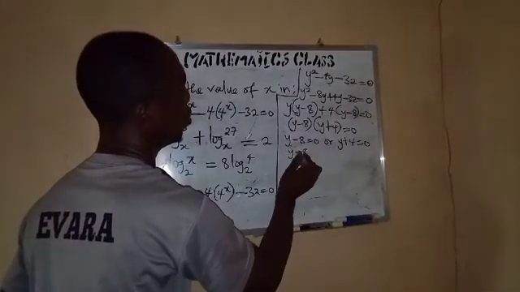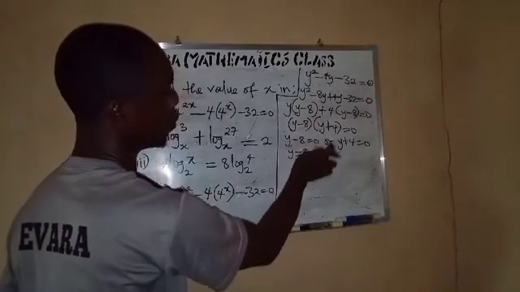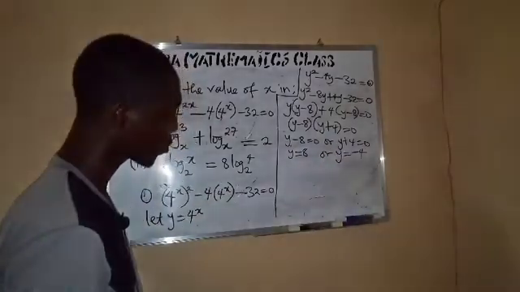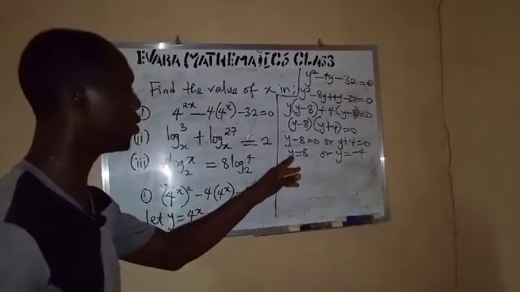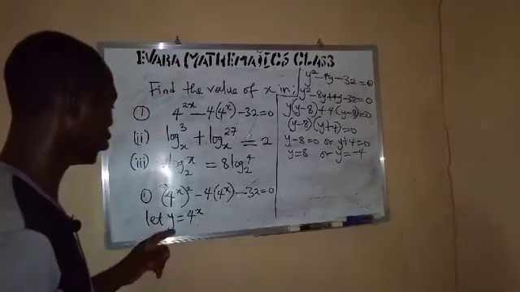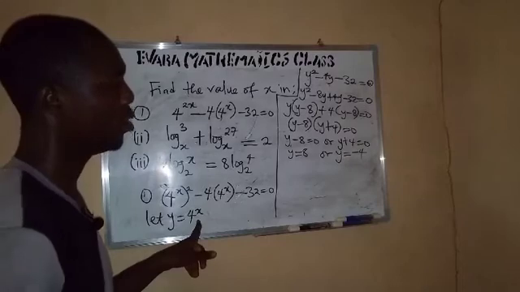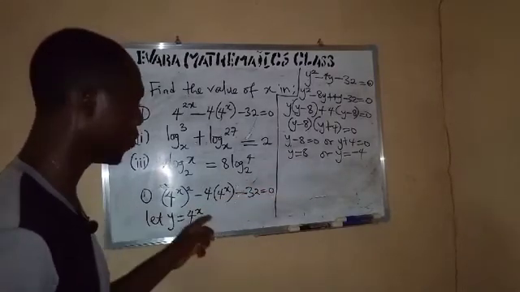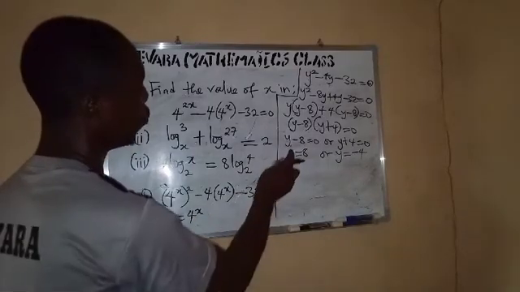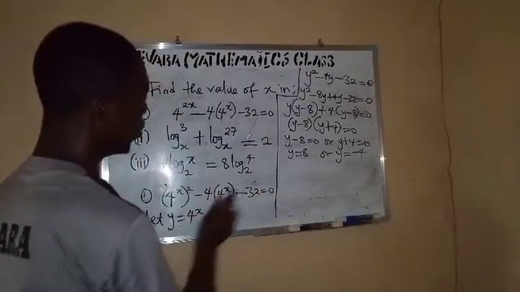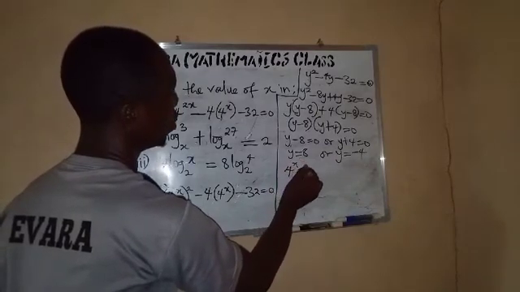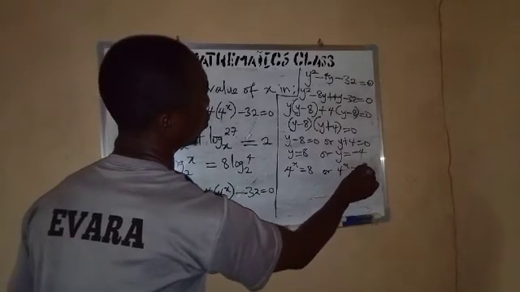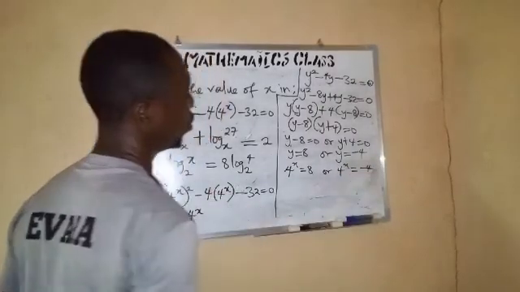So y is equal to 8 when this 8 comes to the right hand side, or y is equal to minus 4. But remember that this y was used to represent 4 raised to the power x. So when you get the value of y, don't think you've arrived at the final answer. We are actually looking for the value of x. So if y is 8 or minus 4, it means 4 raised to the power x is equal to 8, or 4 raised to the power x is equal to minus 4.